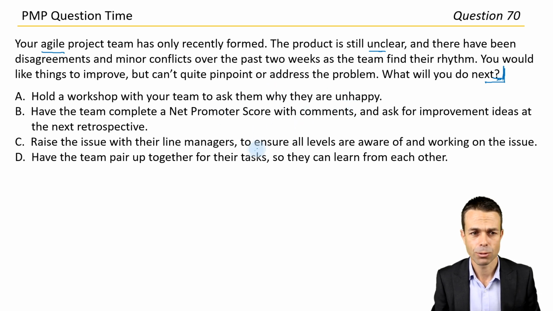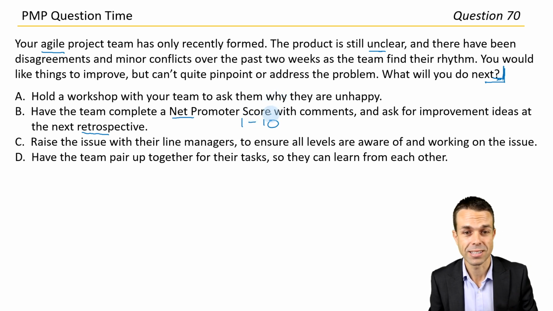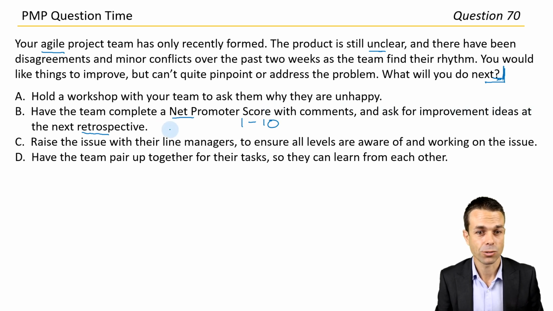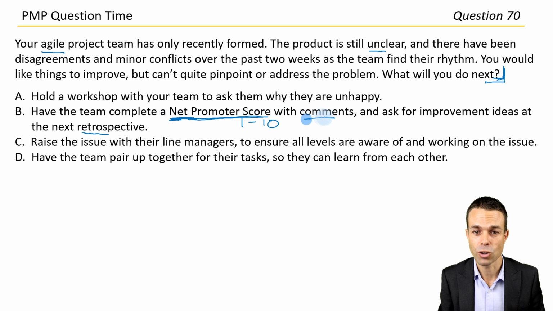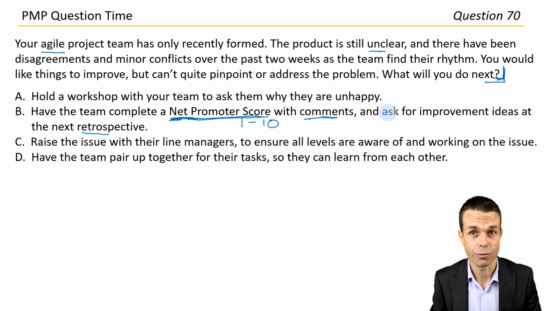So let's see what we've got. I see there's a retrospective here. Have the team complete a net promoter score. That's interesting. With comments, so that's just 1 to 10. How am I enjoying my time in the team, for example. Usually it's would we recommend it to a friend, but it can be adjusted for any situation. It's like a customer satisfaction measure, and ask for improvement ideas at the next retrospective. Net Promoter Score is an interesting choice here, but I think we could roll with that, especially with the comments. And then the retrospective is the real key, where we invite that feedback and improve our process.